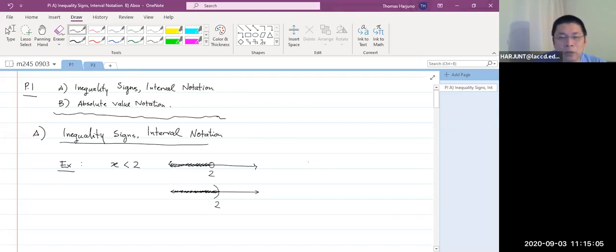In interval notation, it will be from negative infinity up to 2, not including 2. Okay, so this is the left limit on the left. In this case, there is no limit on the left, so we use negative infinity, and the number on the right will be the limit on the right.